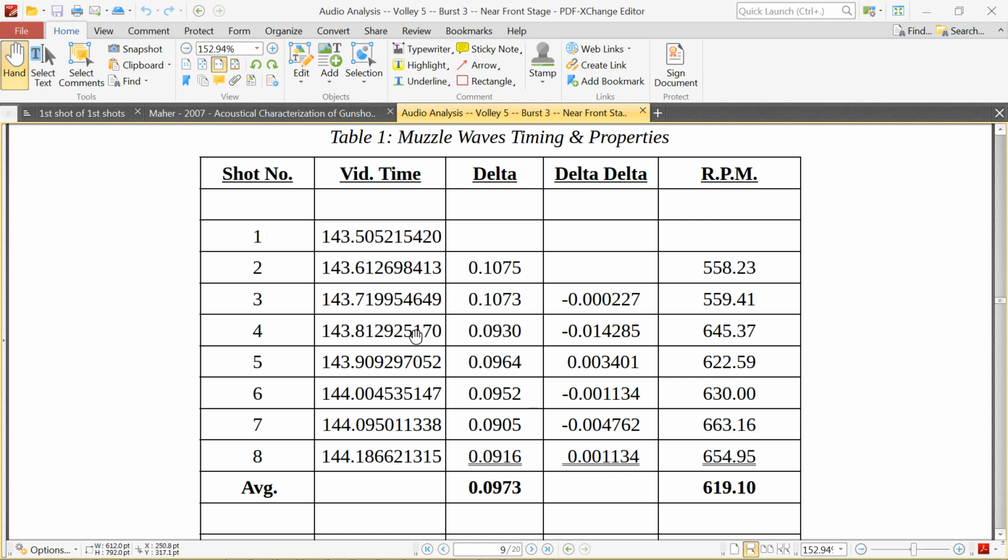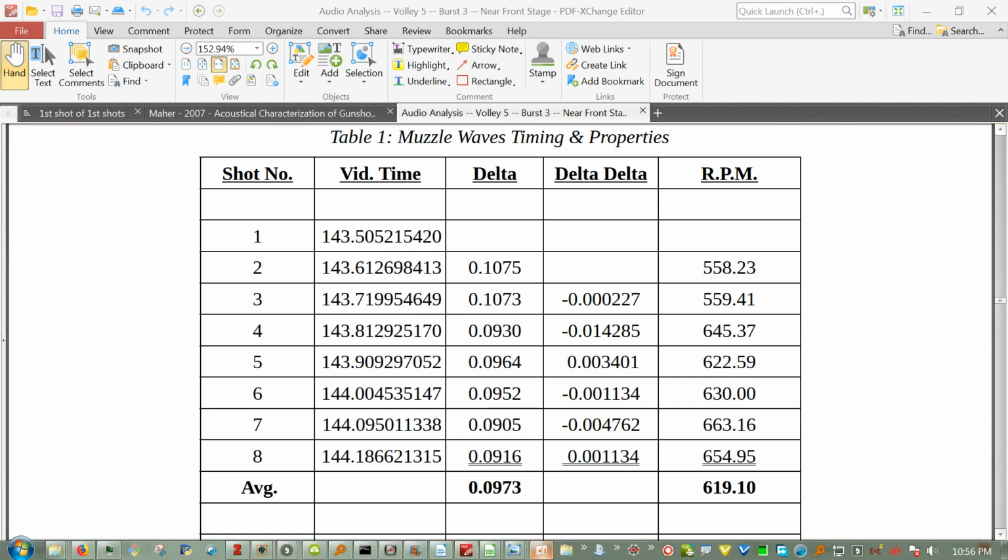Now this was for one video, one volley, and a portion of that volley. We could take this same approach to every video or any subset of videos that we choose and look at the data. And there's numerous ways to look at the data. So for example, if we wanted to look at just this data for the deltas, then we could plot that in a graph.